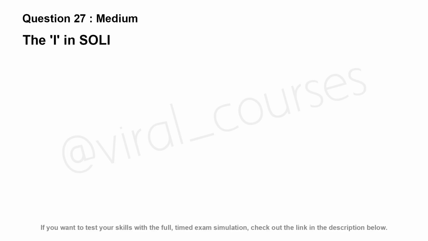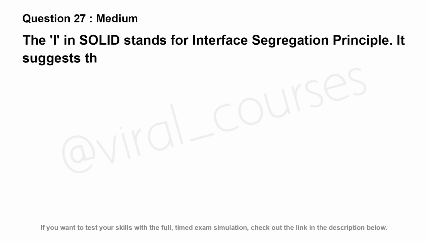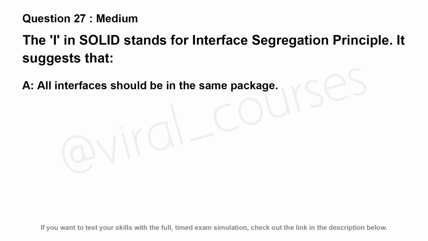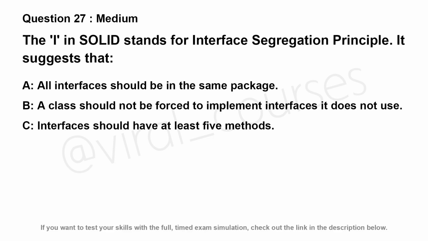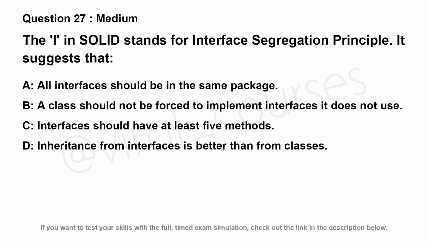The I in SOLID stands for interface segregation principle. It suggests that Option A. All interfaces should be in the same package. Option B. A class should not be forced to implement interfaces it does not use. Option C. Interfaces should have at least 5 methods. Option D. Inheritance from interfaces is better than from classes.